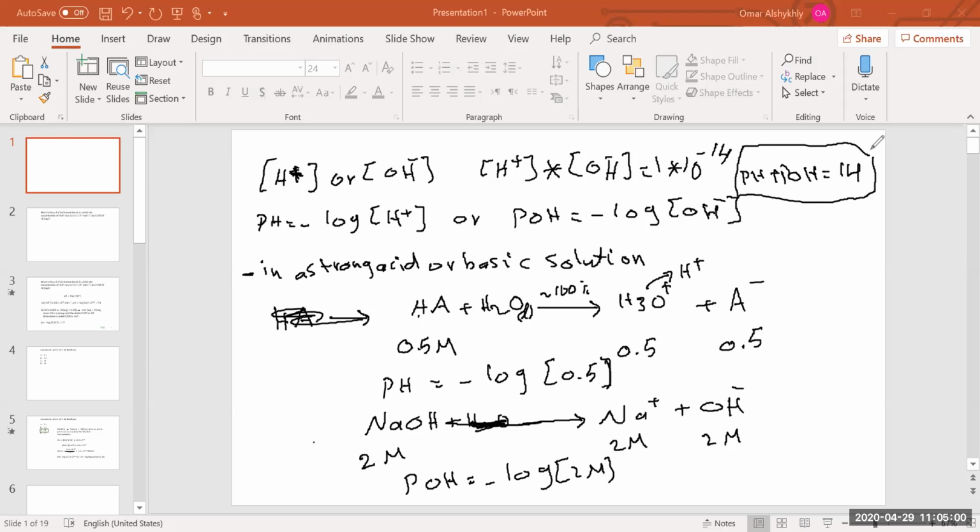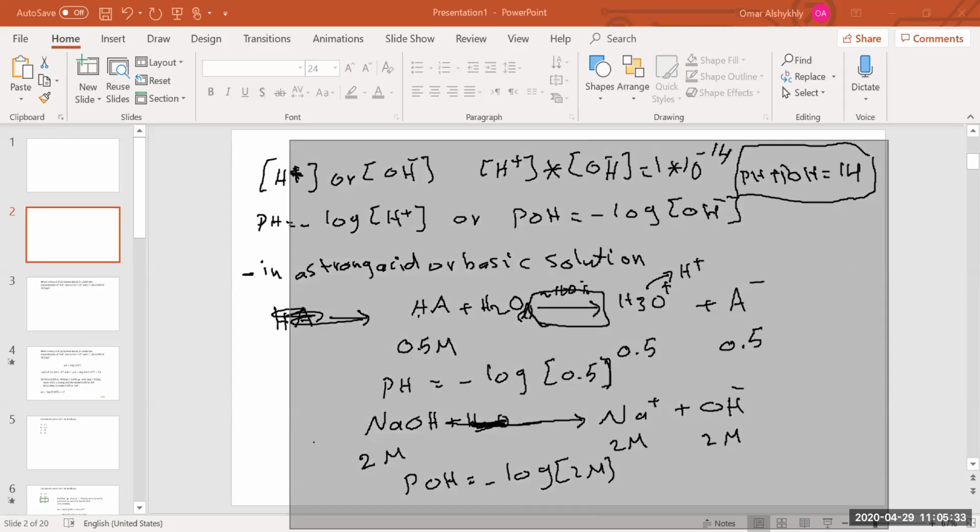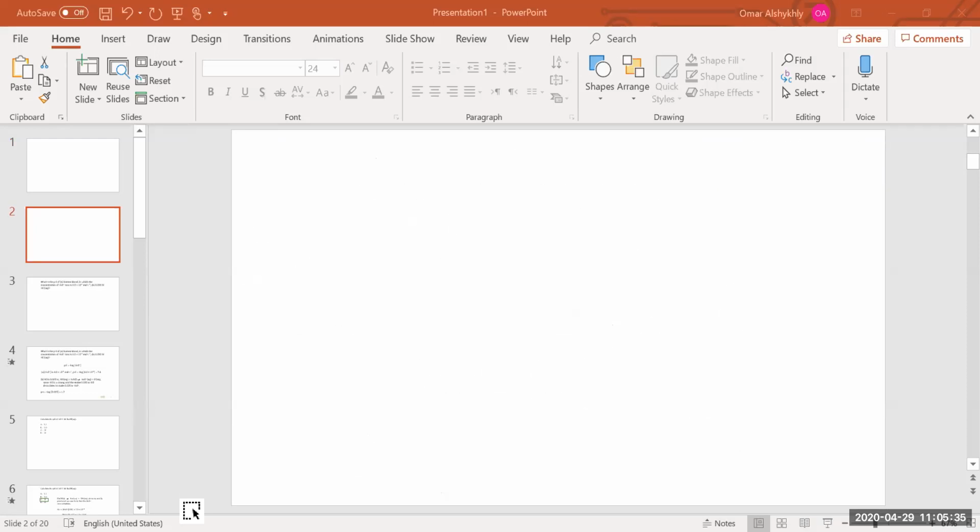When we have a weak acid solution or weak base solution, in that situation you have to use the equilibrium constant expression for them because they will not completely dissociate. Let's go to another page. So in a weak acid or weak base, the dissociation is partial.